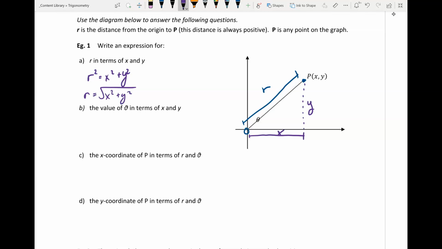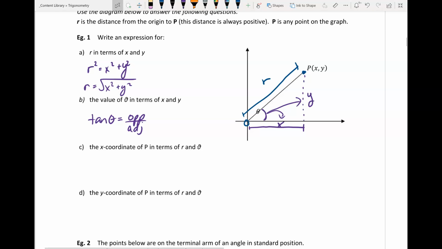If we want to find the angle theta, which is this angle in here, we can use either sine, cosine, or tangent for that. If we know what y and x are already, if we know the coordinate points, then we can use tan because that is opposite over adjacent. So tan theta is equal to opposite over adjacent. And if I want to solve for theta, I can take the tan inverse of both sides.